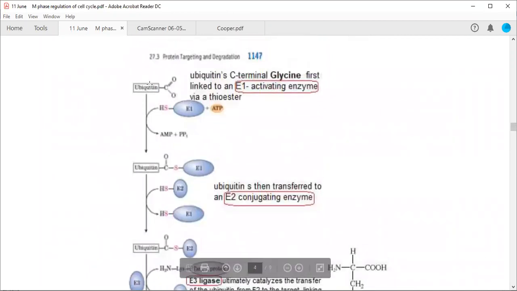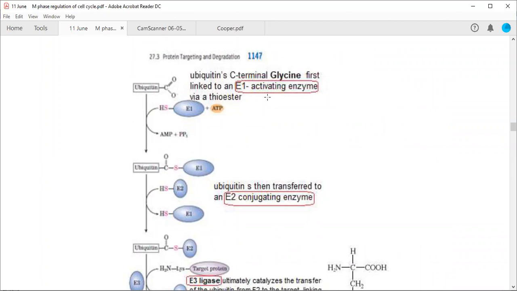It is a 76 amino acid protein, and each protein has two termini, one called the N terminus and one called the C terminus. So this is the C terminus of this particular ubiquitin, and generally at the C terminus there is an amino acid called glycine. This is very important, because this particular glycine is responsible for the formation of the thioester bond.